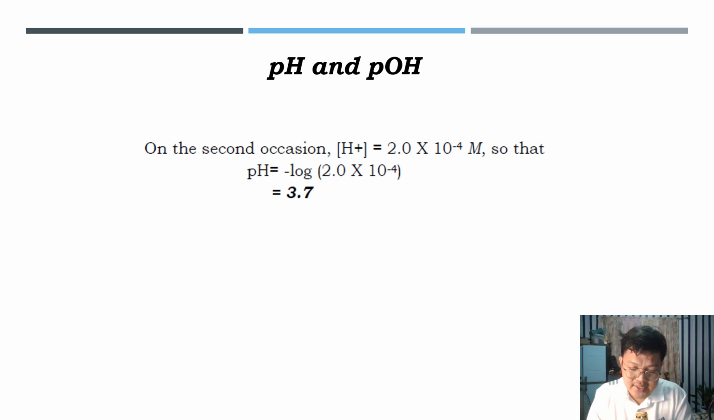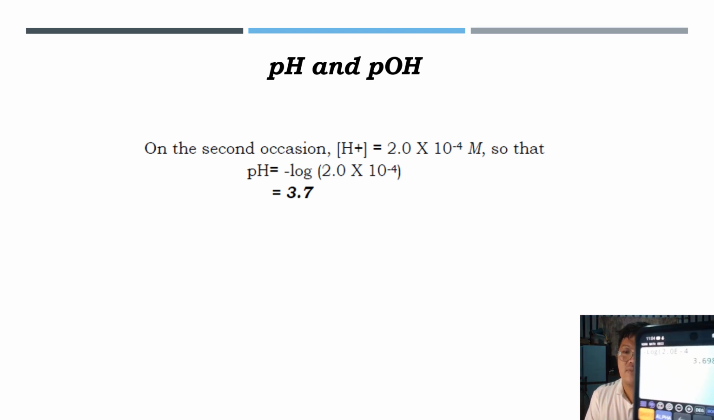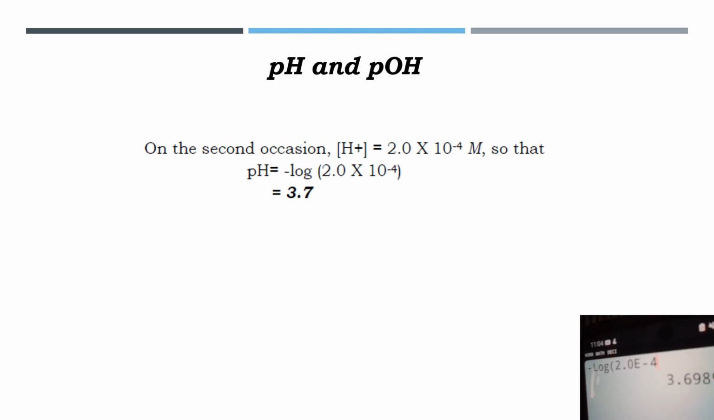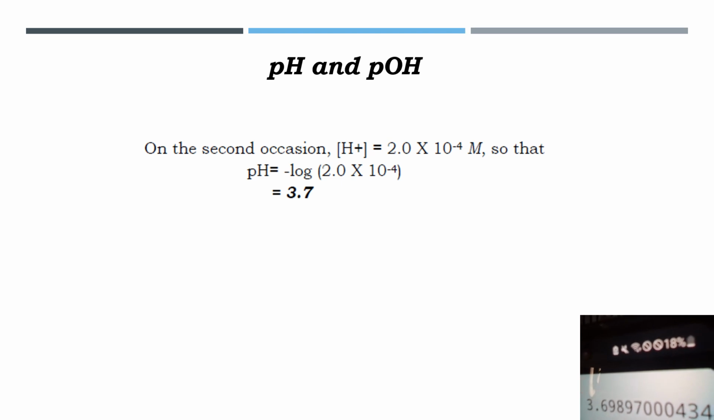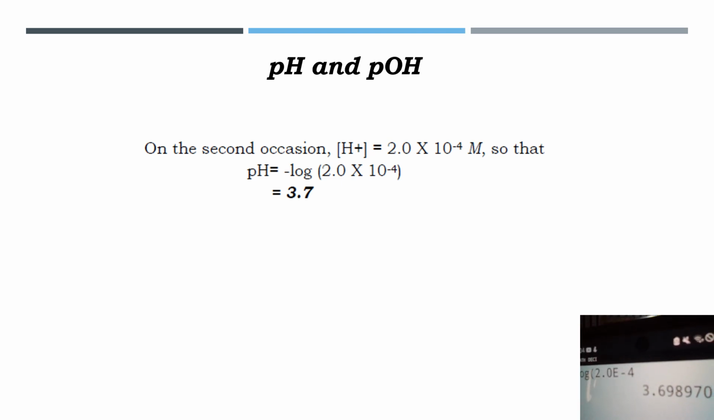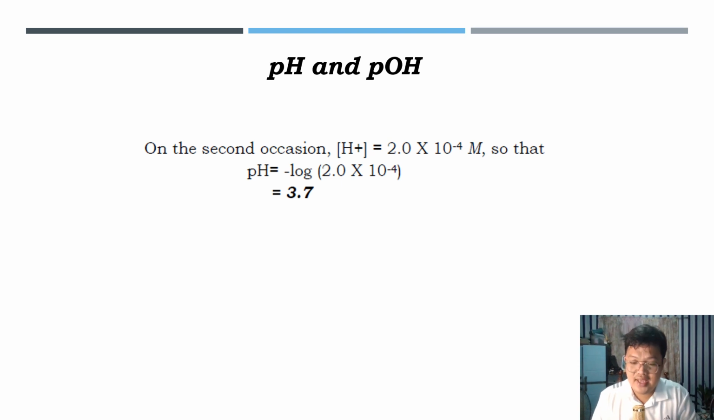Okay, so the answer here in my calculator, I hope everyone will be able to see it. Negative log 2.0 exponent raised to negative 4. The answer is 3.69897000. Okay, 3.69. So this is now rounded off into 3.7 in our slide. Meaning to say, mas naging acidic pa siya kasi 3.7, mas mababa siya compared doon sa una nung bagong bukas pa lang yung wine. And that's how you compute for the pH of a certain compound given its H plus concentration.